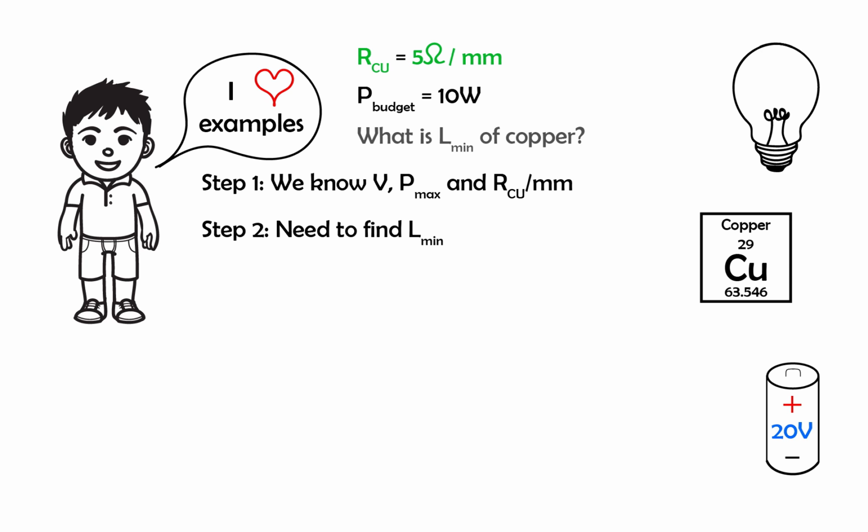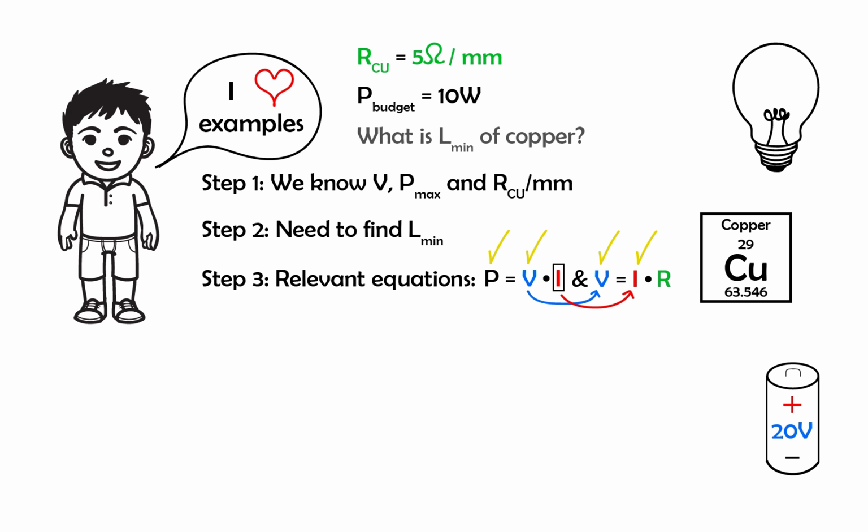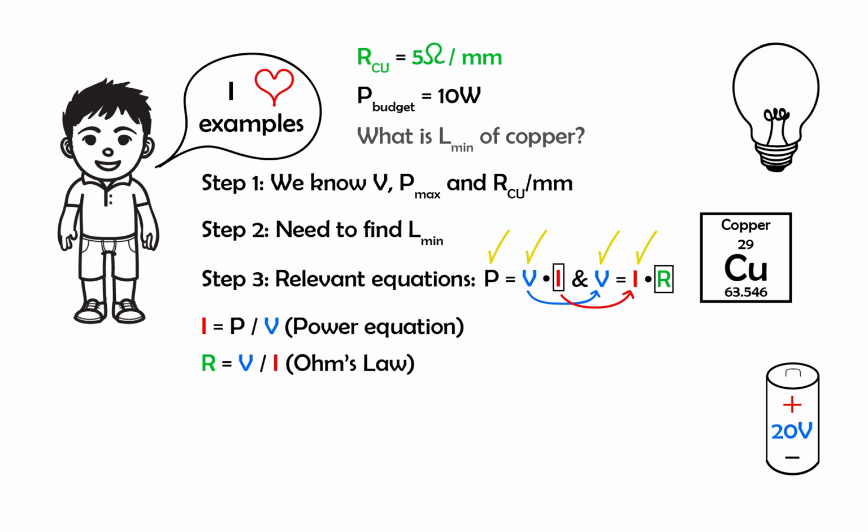Now we write the equations we may need. V equals I times R, and P equals V times I. We know P and V, so from the power equation we can find the current I. Then with I and V, we can find the minimum resistance of copper to satisfy the power budget. So we have R equals V squared divided by P. Now we are ready to plug in the numbers. R equals (20 volts) squared divided by 10 watts equals 40 ohms.